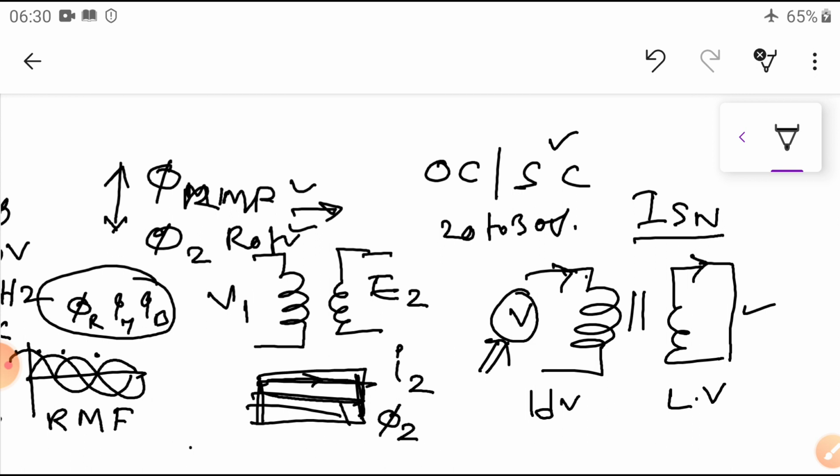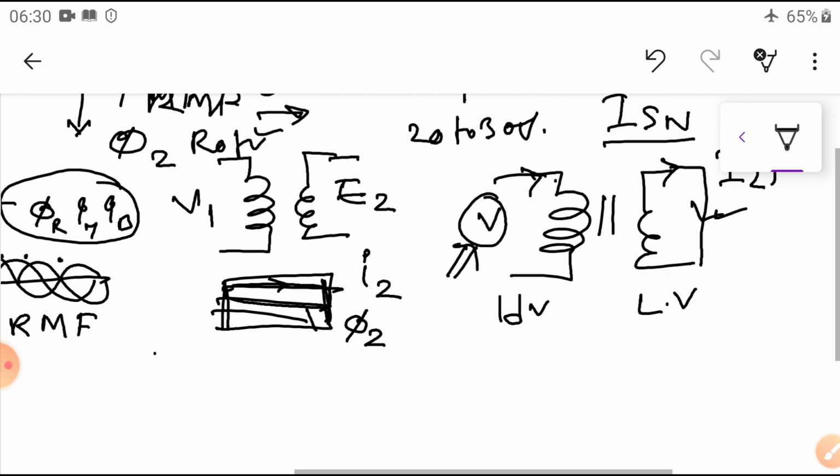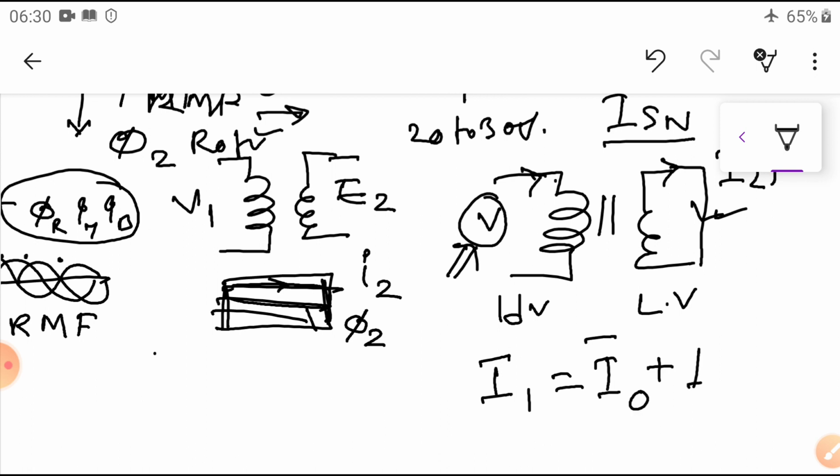Just as we have calculated in the circle diagram, the current flowing in the secondary rotor, I2, is very high and very large. In transformers, the primary current I1 is equal to the vector sum of I0 plus I2 dash, the current referred to the primary side.